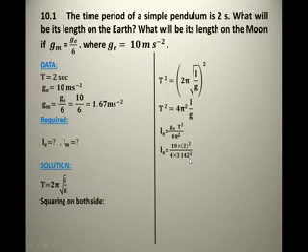Look at the answer. The final answer is 1.02 meter. So the length of the system of simple pendulum on Earth is equals to 1.02 meter. Okay, then tell me what I'm doing in next step.